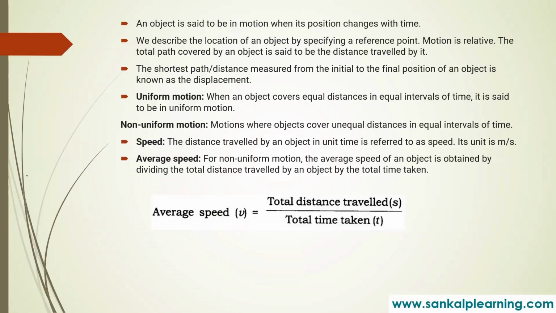One is called scalar quantity and one more is called vector quantity. So to understand this chapter, we require scalar and vector. Scalar quantity means what? The quantity which has only magnitude is called scalar quantity, and the quantities which have both magnitude and direction are called vector quantities.